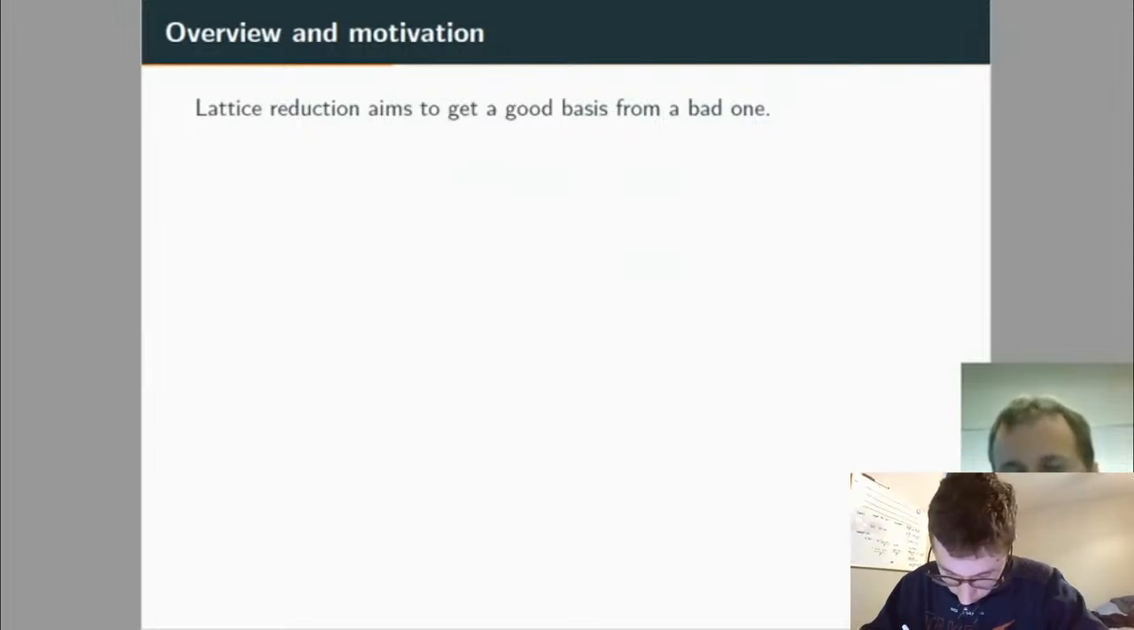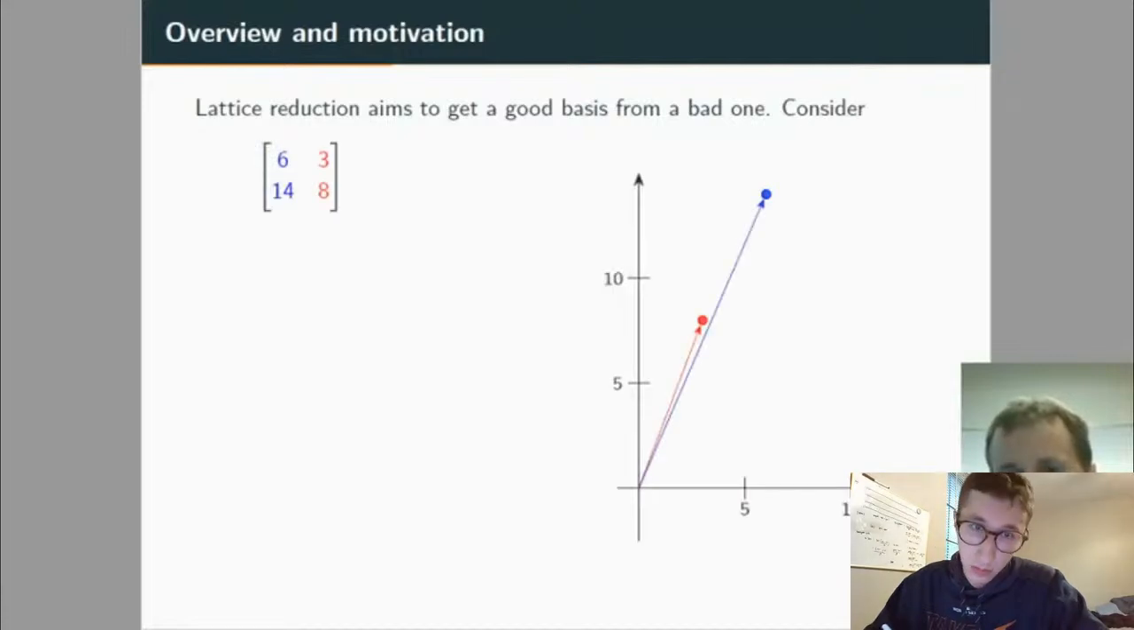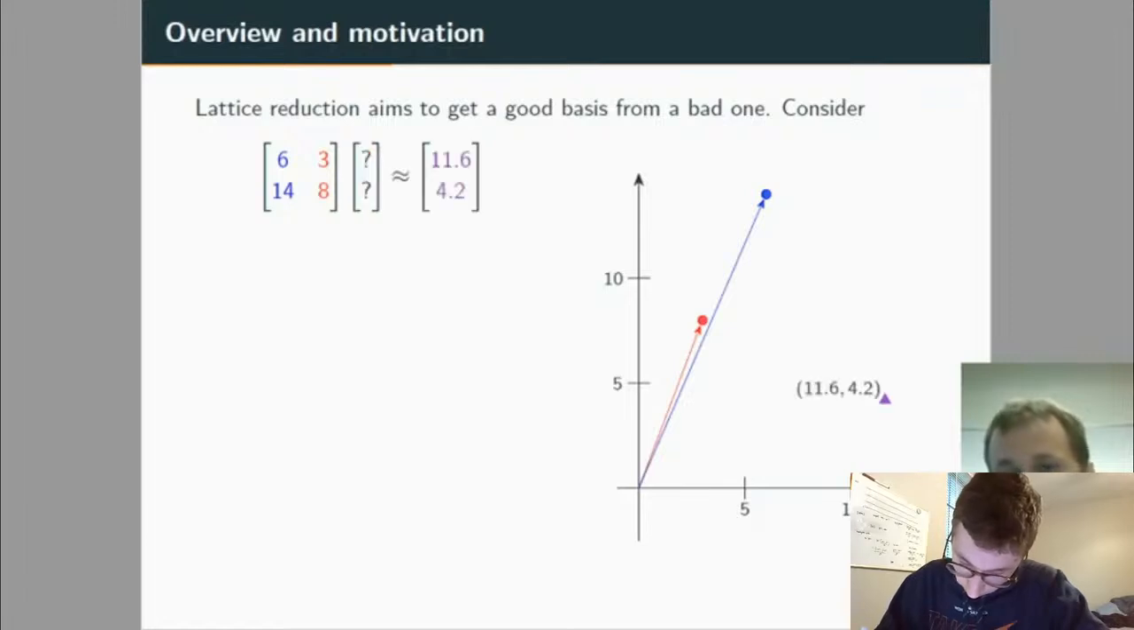Basically, in lattice reduction, we're starting with a bad basis, and we'd like to get a good one. What I mean by a bad basis, visually, is that the vectors are far from orthogonal, but what makes it bad? Well, one thing that's often done with a lattice is you use your lattice points to approximate things that are not in the lattice. So in this case, 11.6, 4.2.